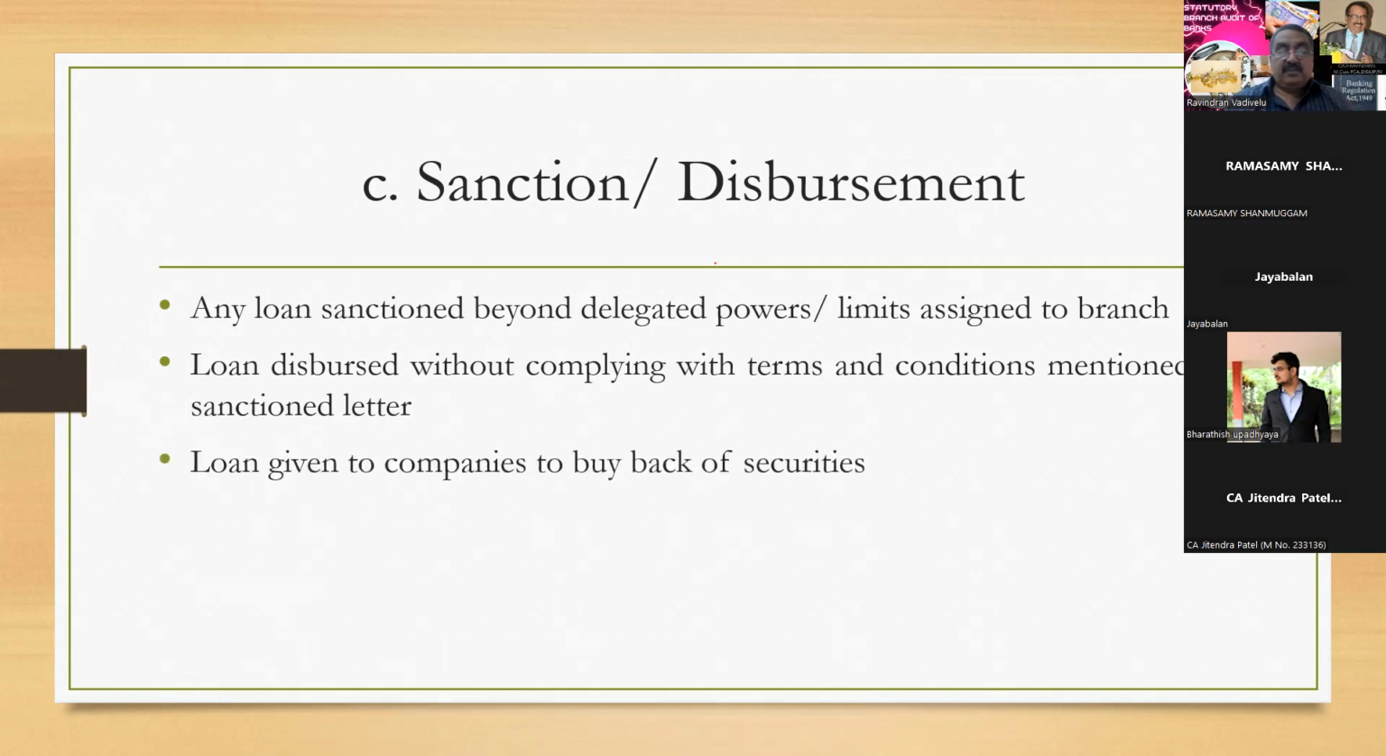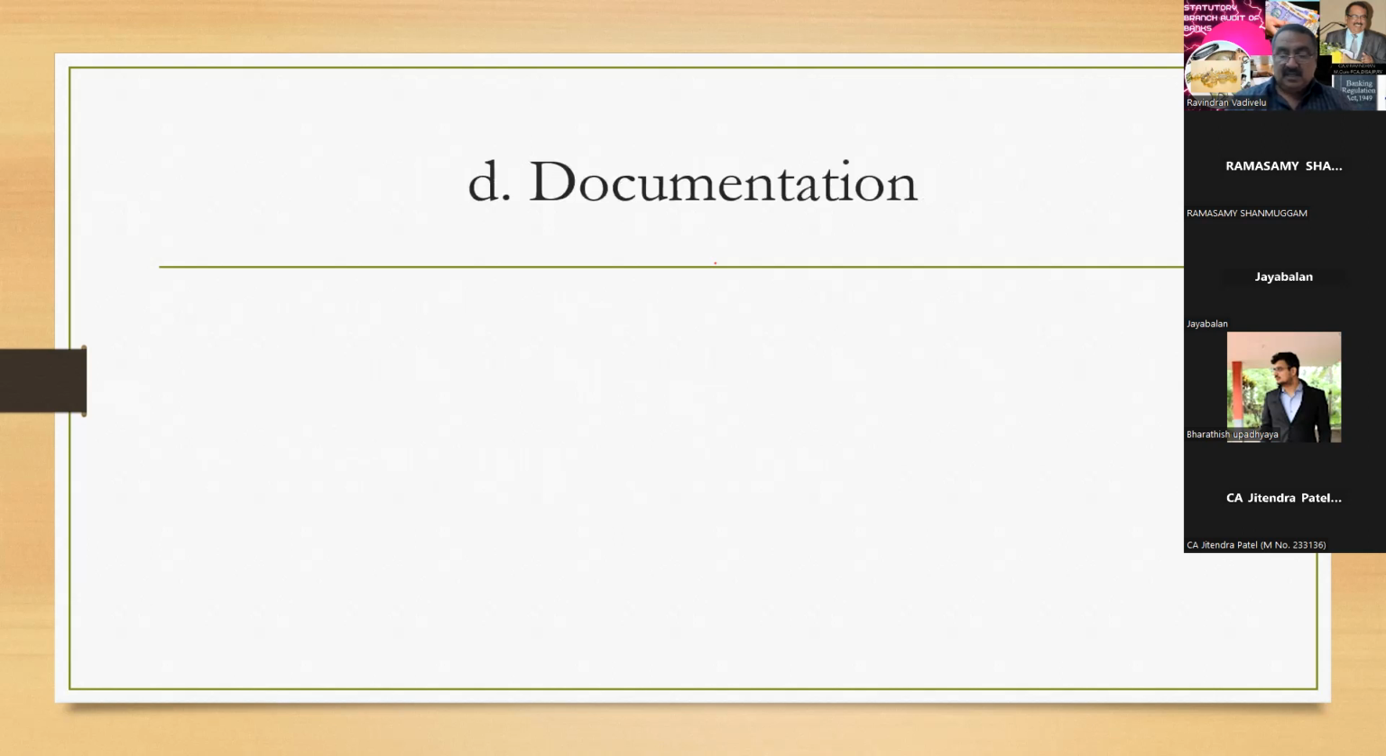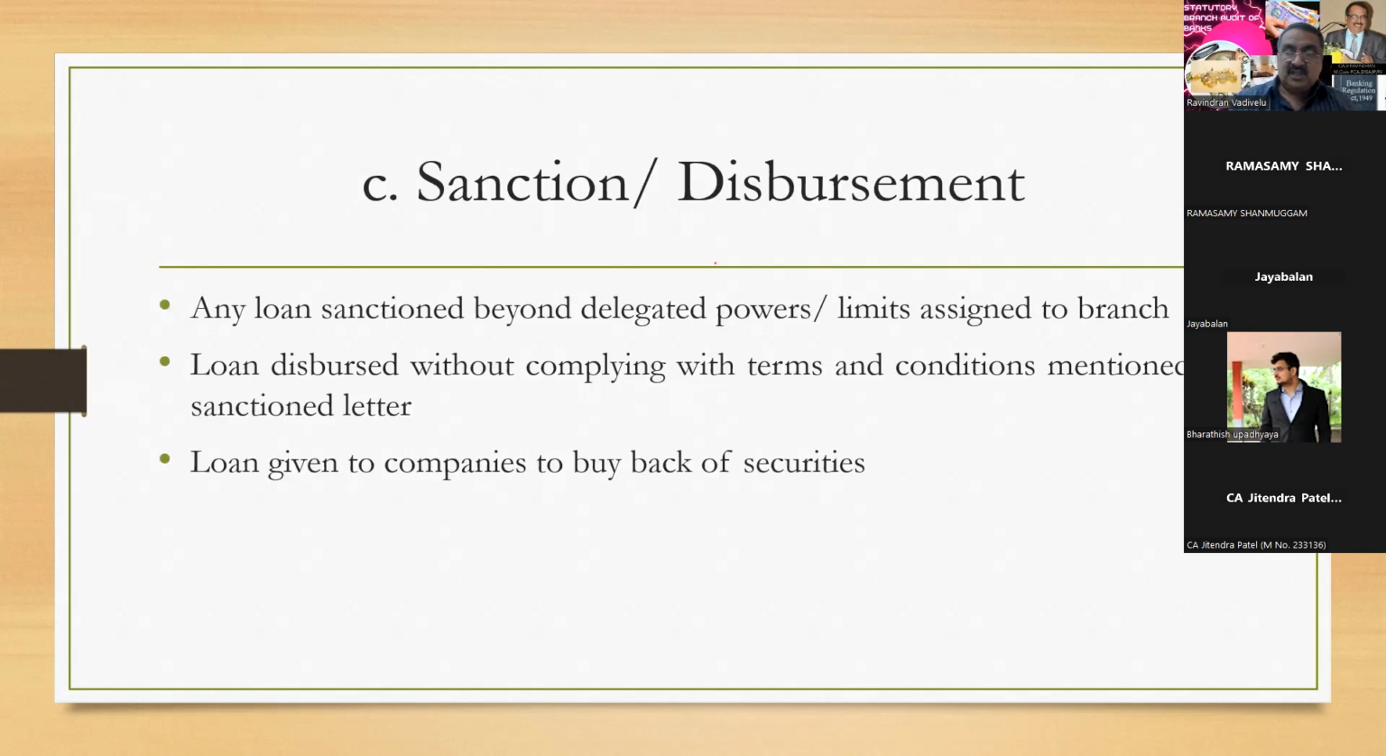And regarding loans given to companies to buy back securities, the auditor has to check whether any loan has been given to a company to buy back securities. Because no loan should be sanctioned to buy back securities. If that is there, then that has to be reported separately. This is what I want to say about the sanction.